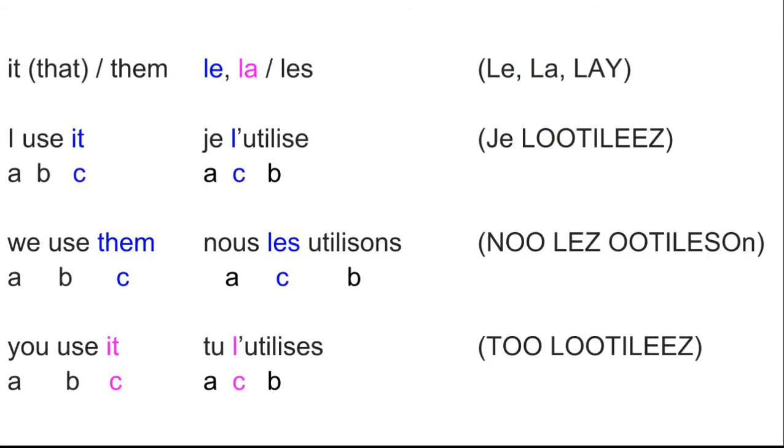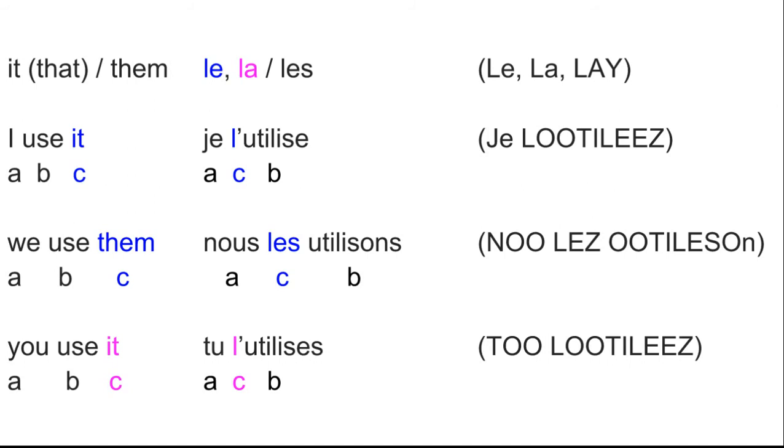Now, it's a good time to introduce "it" or "them", as in it, for utilise, because you say "I use it" a lot. And the word for it is le or la, depending on whether it's masculine or feminine, and if it's lots of them, it's les. And in English we say "I use it". And here you can see the pattern ABC. I use it. But the "it" in French comes before the verb.